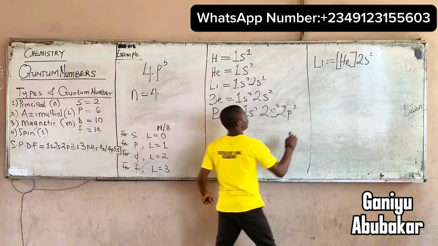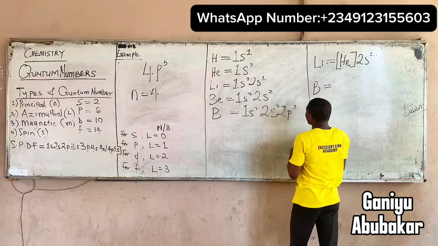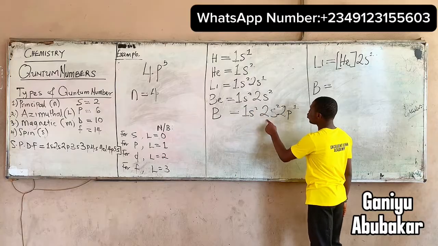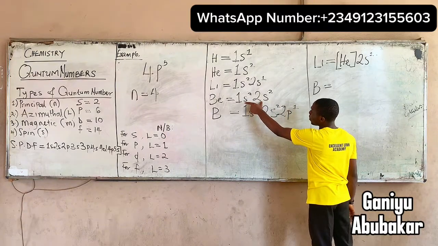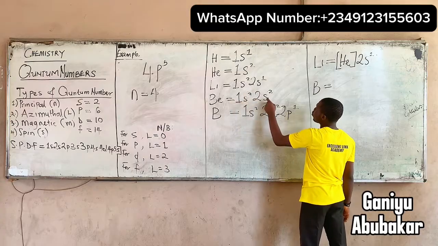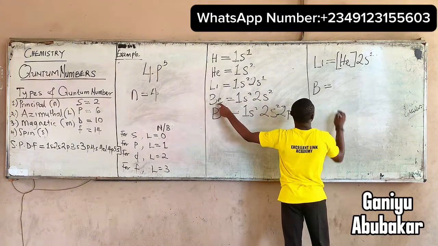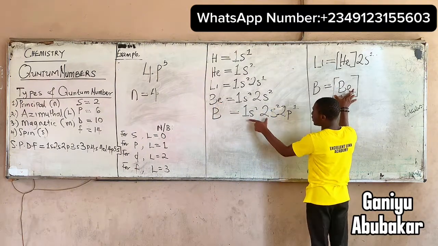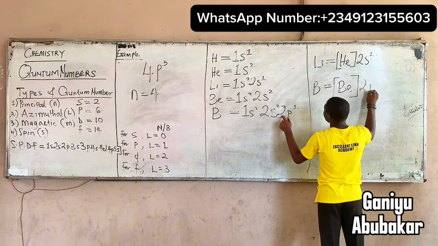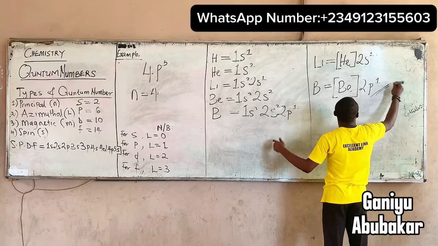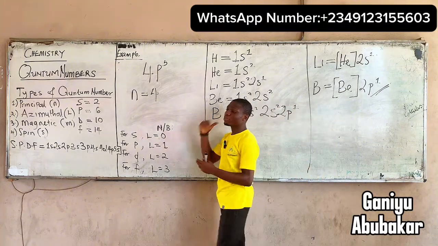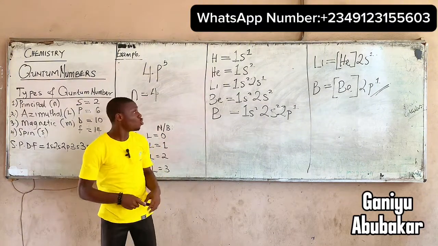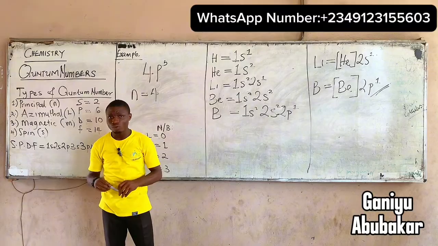Let's look at boron. Let's write out boron in terms of other elements. Observe that 1s squared, 2s squared exists in beryllium. So I'll replace 1s squared, 2s squared with beryllium in a square bracket. Beryllium is this. Now I am left with 2p to power 1. So that is how to write the SPDF configuration of an element in terms of other elements. See you in the next class.